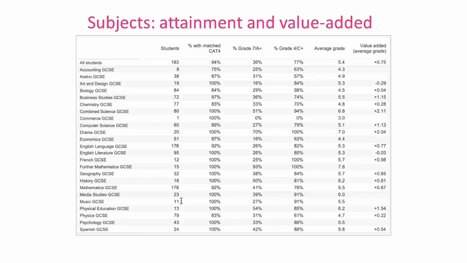Subjects with a negative value-added score, for example, art and design here, are subjects where results are lower than we would expect. And as with the whole of this system, if you wanted to sort any of these columns on the online system, you can simply click on the sort button at the top of the table to sort by either attainment or entries or value added.